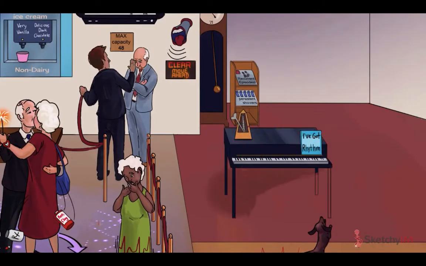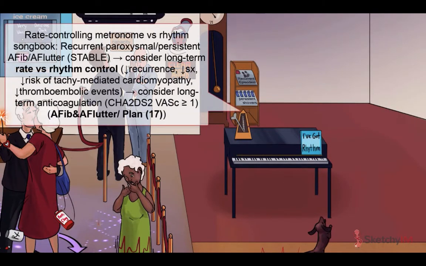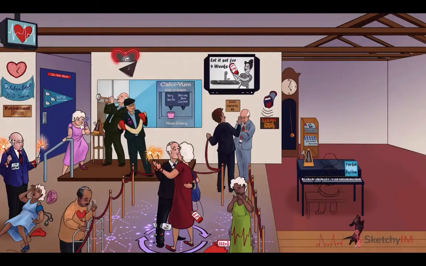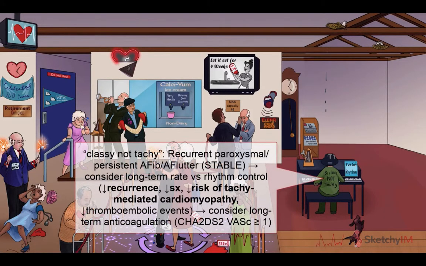There are two main strategies we can pursue for these patients: rate control or rhythm control. These will be illustrated on each side of the piano, next to the rate controlling metronome on the left and the rhythm inducing songbook on the right. Either method will help treat symptoms and prevent tachycardia induced cardiomyopathy from developing in the long term. Be classy, not tacky. You're better than that.